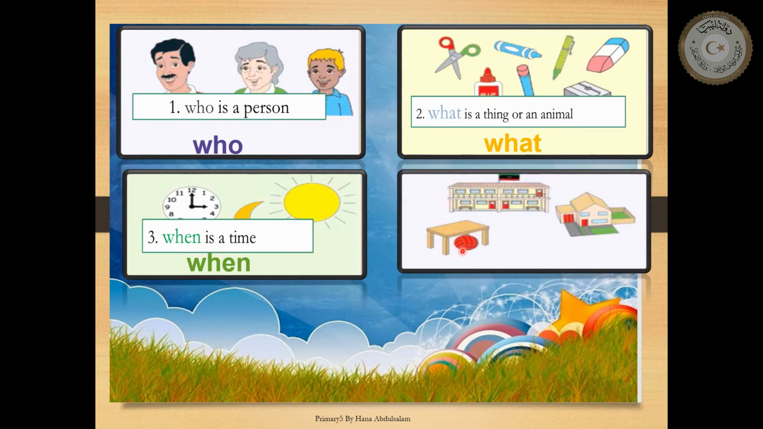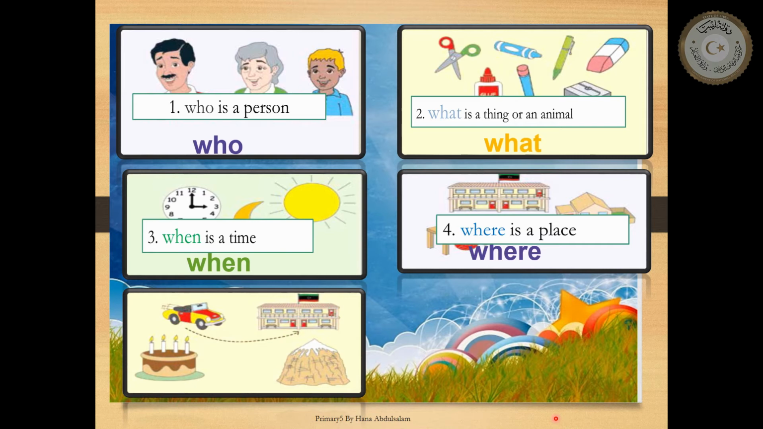We can see a ball under the table, and we can see the school next to the house. So here we are speaking about a place, so we use where. Where is the ball? It is under the table. Where is the school? It's next to the house. Because where is the place.